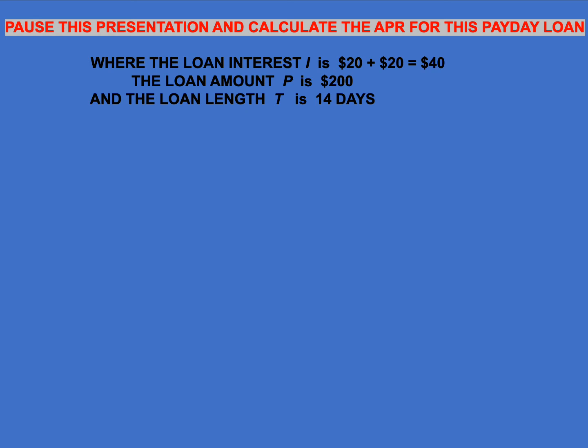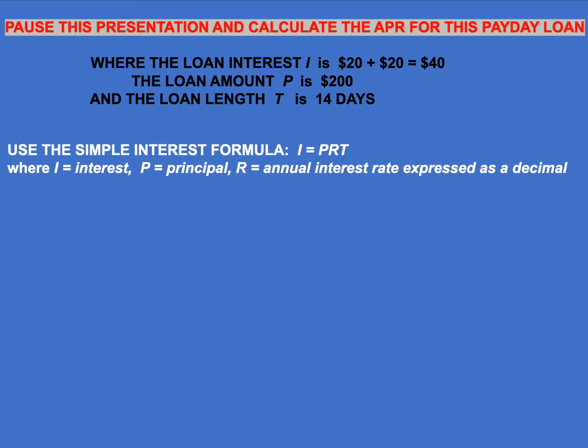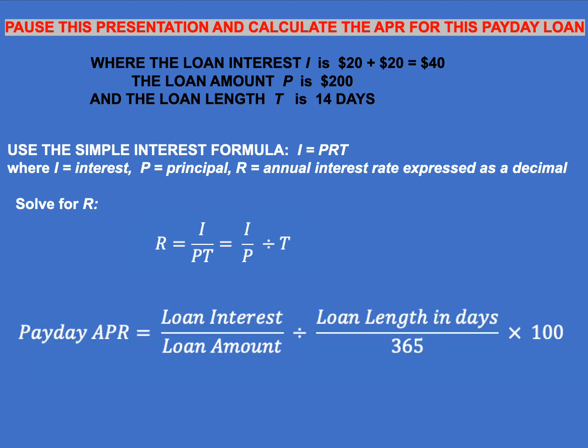We can develop the formula by using the simple interest formula, I equals principal times rate times time. And with a little manipulation, we solve for R. Notice that R is equal to I divided by P divided by T. Therefore, the payday annual percentage rate is equal to the loan interest over the loan amount.